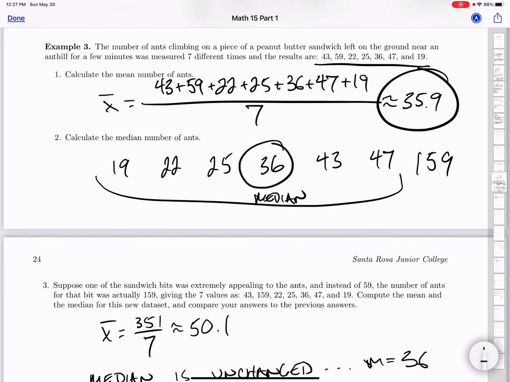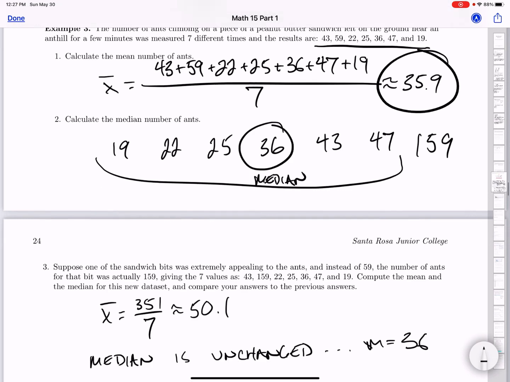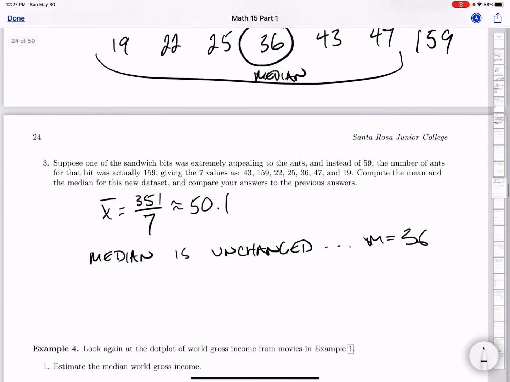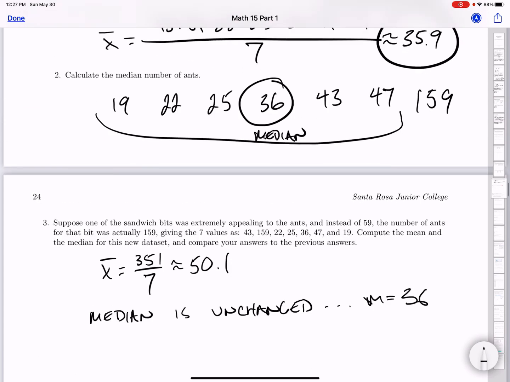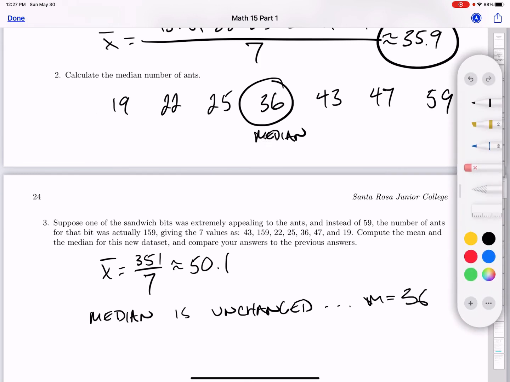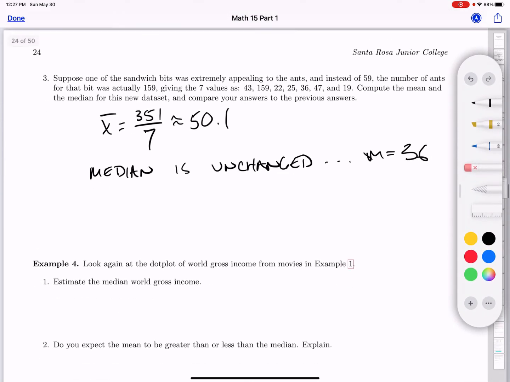Whereas 36 still kind of describes the typical number, and you just say, well, one of them was really much higher than the others, but typically it was 36. So sometimes we like to report the median as the typical value, and that's when we have outliers, like 159 would be an outlier, or if your data is skewed, sometimes we like to report the median.